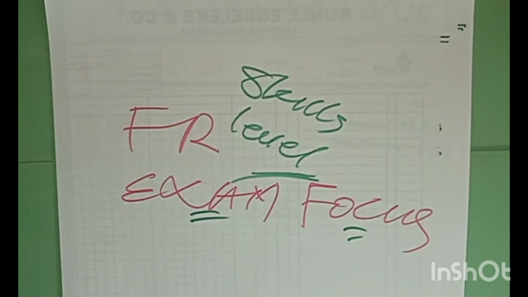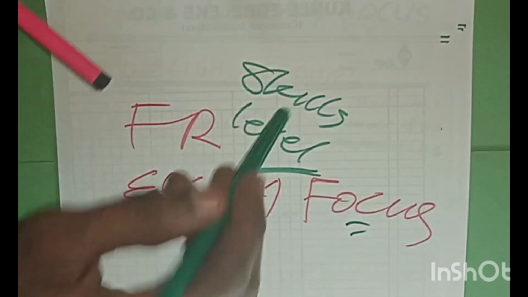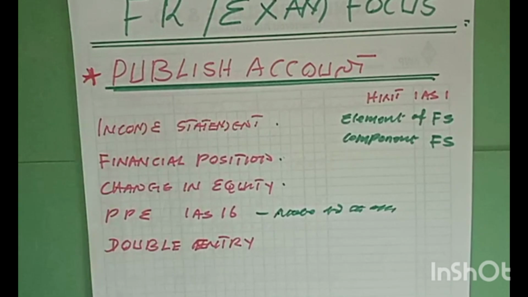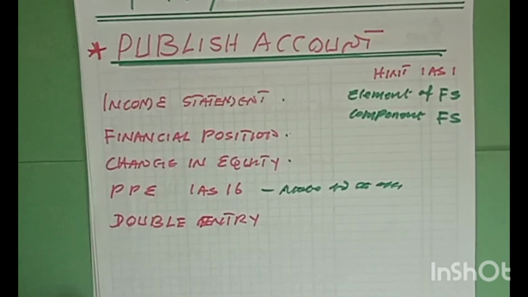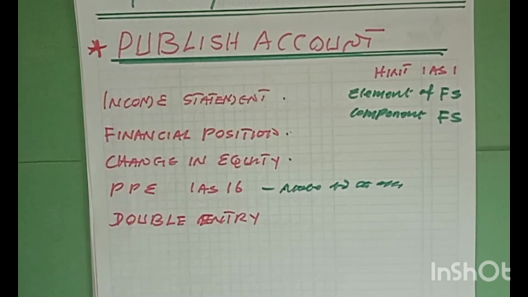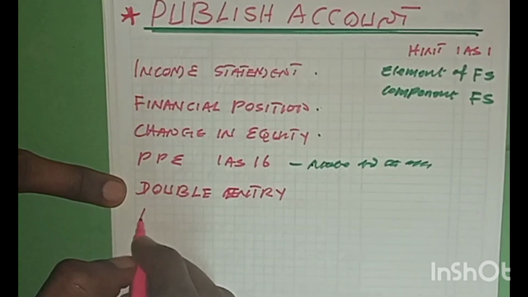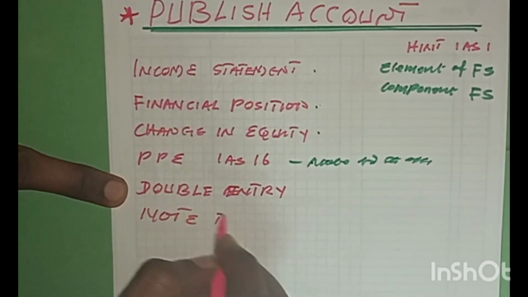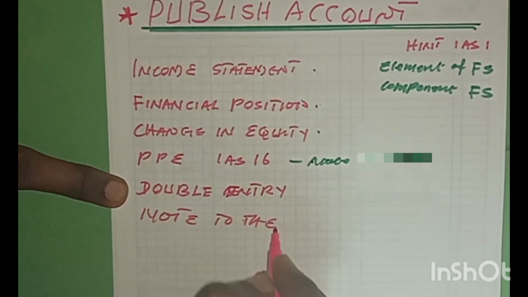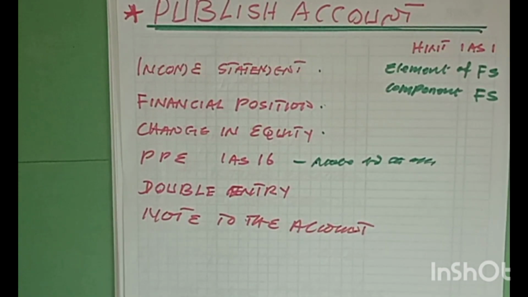Now the first area you should look into in Financial Reporting, skills level. Yes, skills level. Financial reporting is your published account. In your published account, they want you to identify your income statement, your financial position, your change in equity, then notes to the account, all right? Then your double entry and your PPE.